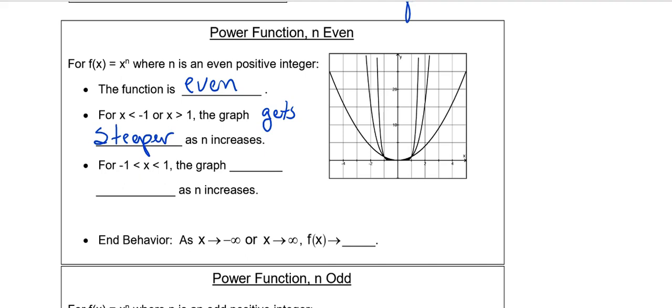And we'll show that here in just one second. If between negative 1 and positive 1, the graph gets flatter as n increases. As you notice right there, between our negative 1 and our positive 1, it just gets flatter as n increases.